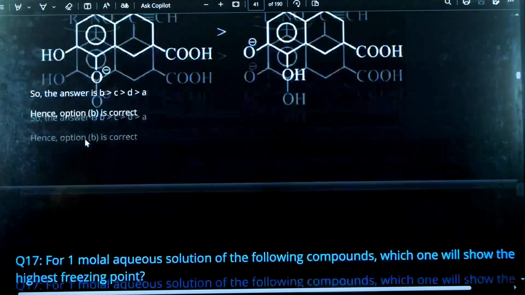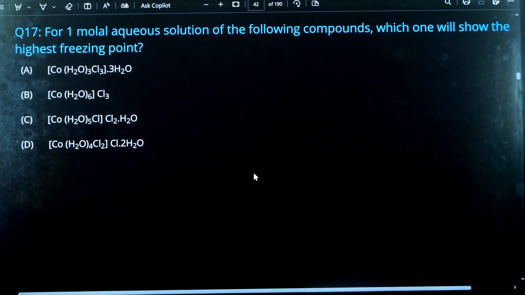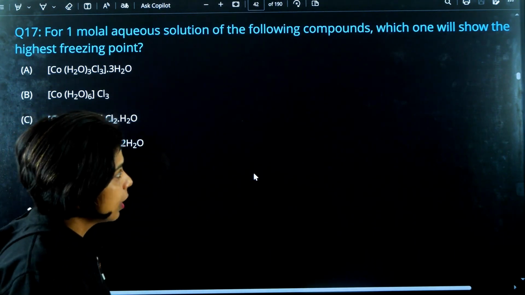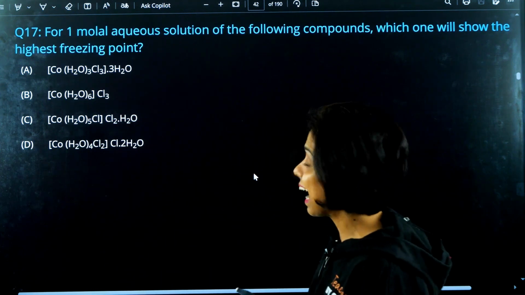B is the correct answer. Okay, now the next question. 1 molar aqueous solution of the following compounds, which one will show the highest freezing point?